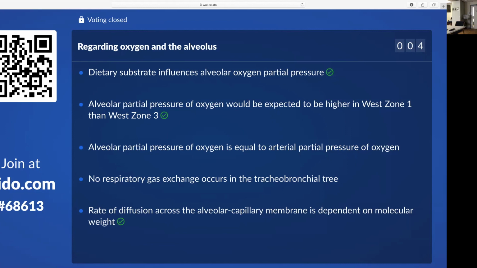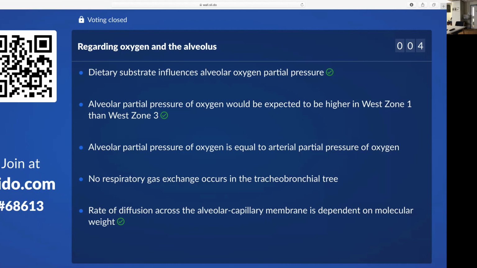So there are 2 sources of physiologically shunted blood, Thebesian veins and what else? Bronchial circulation. So your lungs' nutrient perfusion rather than your lungs' gas exchange function. So they both get added in the left side of the heart after the return of blood from the capillaries. Okay, so your arterial oxygen PO2 will always be less than your capillary oxygen PO2. Okay. No respiratory gas exchange occurs in the tracheobronchial tree, true or false?